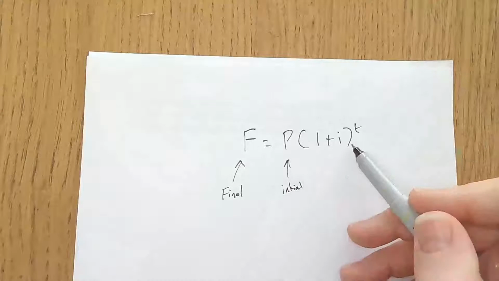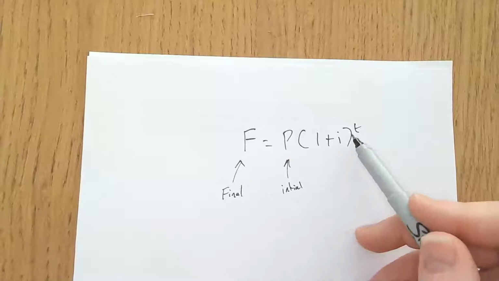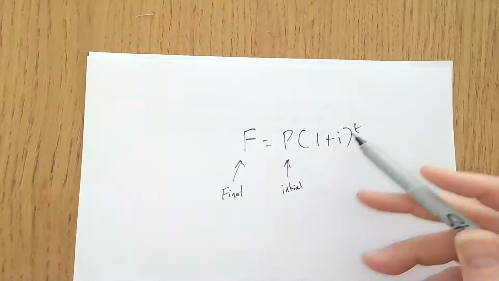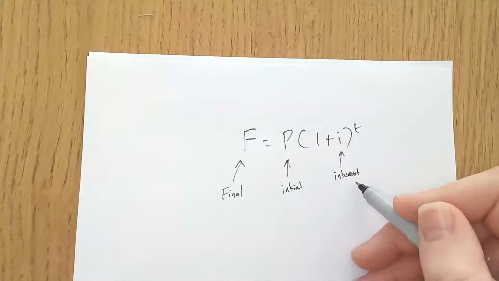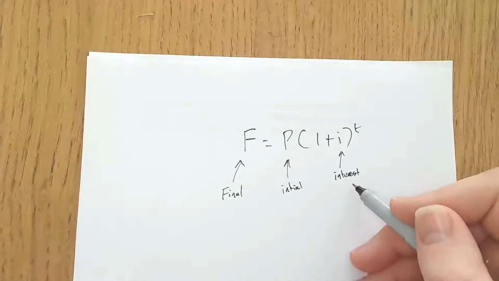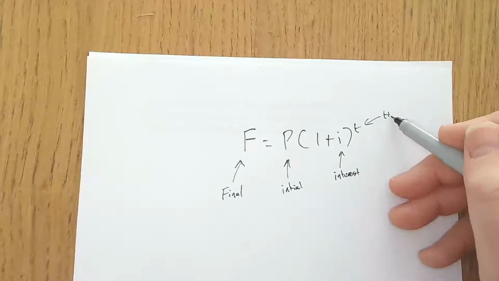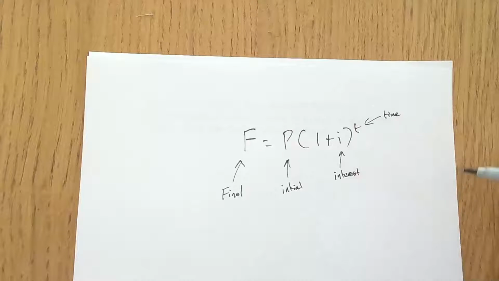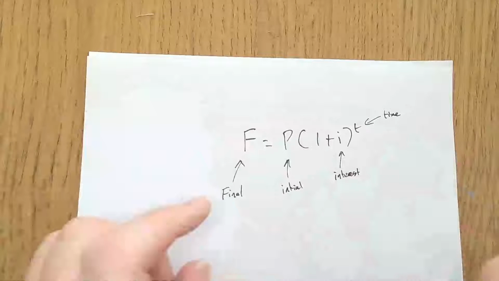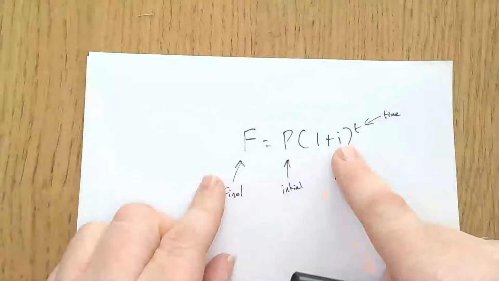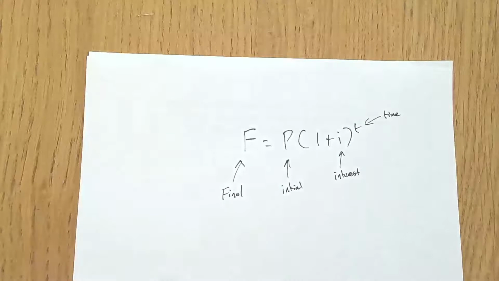Then we have a bracket, so there's a multiplication operation there, but the bracket gets done first. Inside it we have 1 plus I, where I is the interest in decimal or fraction form. And T is the period, usually years, but could be months. In these first couple of examples we'll be manipulating this around. Sometimes we want F, sometimes P, sometimes I, and on a rare occasion we want T. So that's how it's set up.